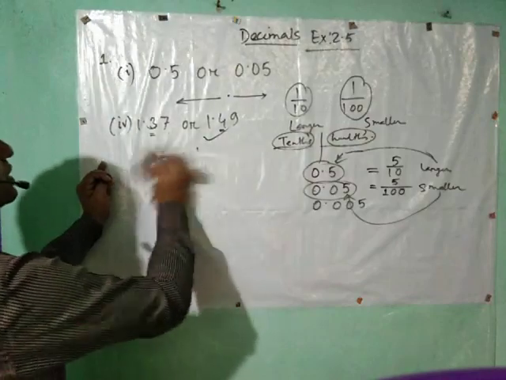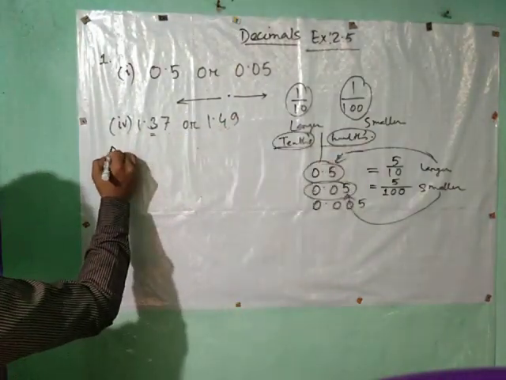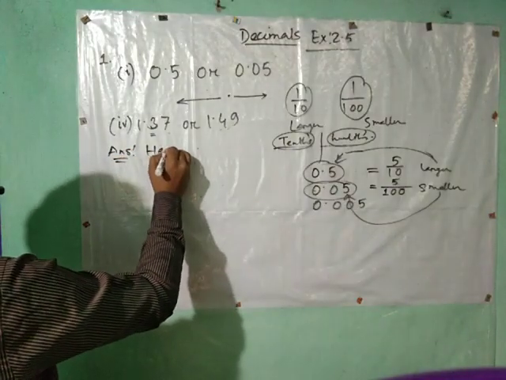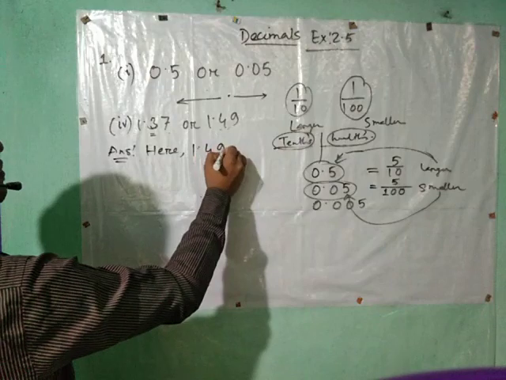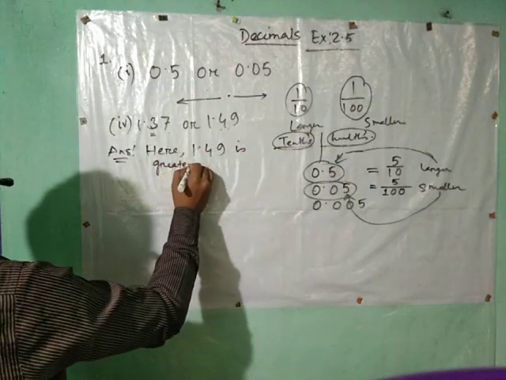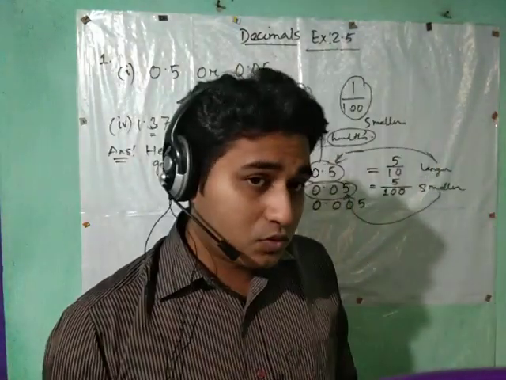Just simply do one thing. You need not do all these things. You just simply write the answer like this: 1.49 is greater. Just write this line for the remaining questions. I hope you will do the other ones very easily.